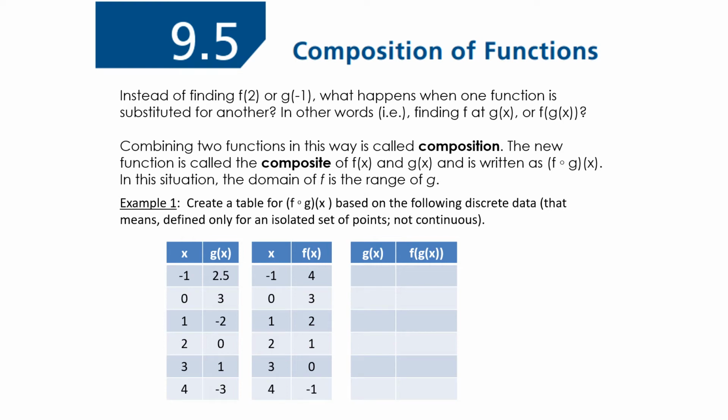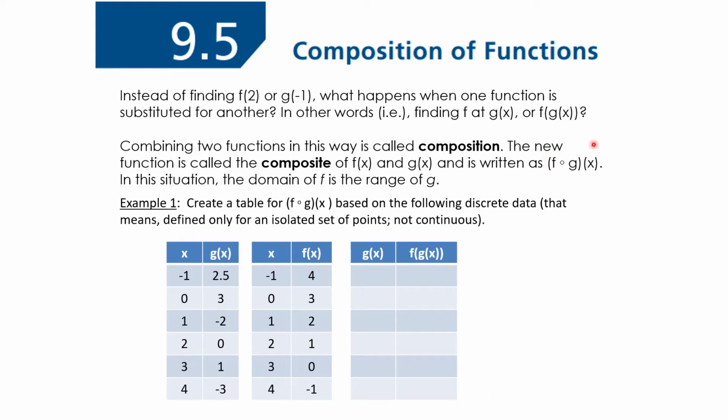Today's lesson is about the composition of functions, and that is a brand new phrase. So instead of finding f at 2, what would happen if I wanted you to find f at, and in here I put a whole other function? So f at g at x. Combining two functions in this way is called composition. The new function is called the composite of f at x and g at x and is written like this.